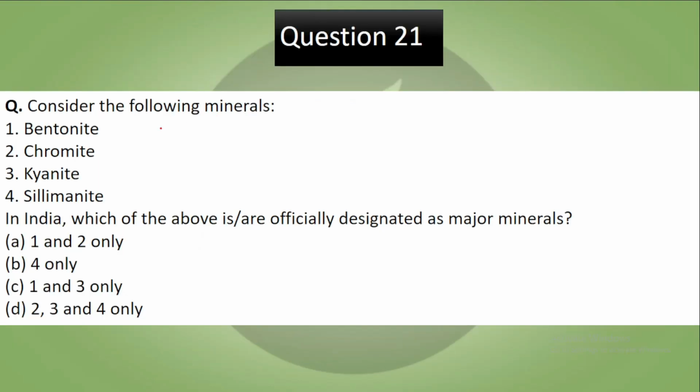Question 21. Consider the following minerals: bentonite, chromite, kyanite, sillimanite. In India, which of the above are officially designated as major minerals? 1 and 2 only, 4, 1, 3, 2, 3, 4. Pause the video, try to answer. Now let's discuss its answer.